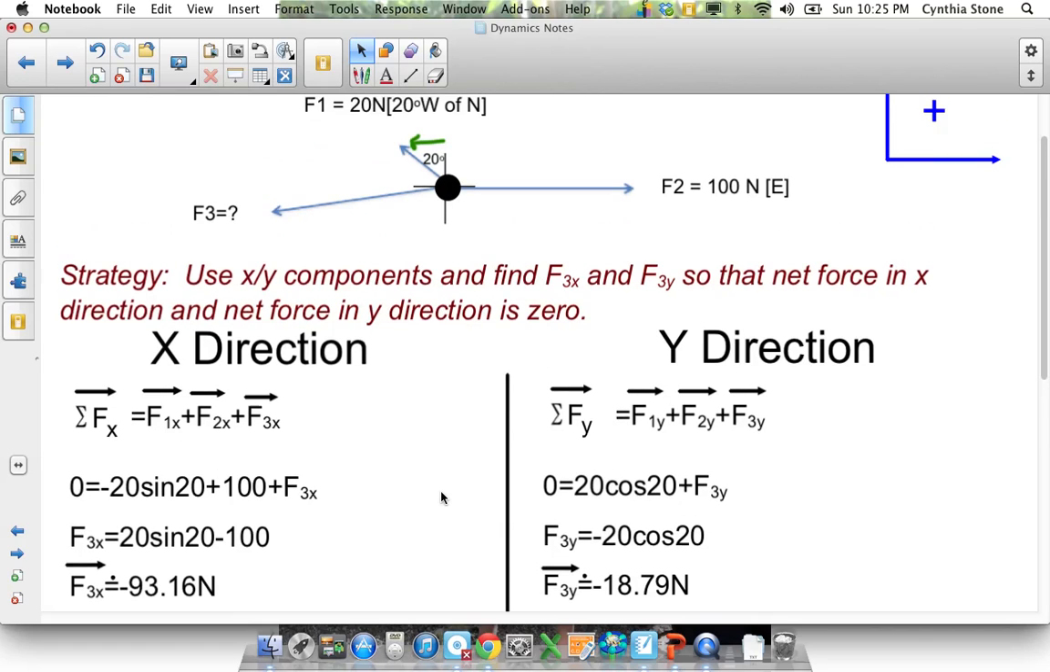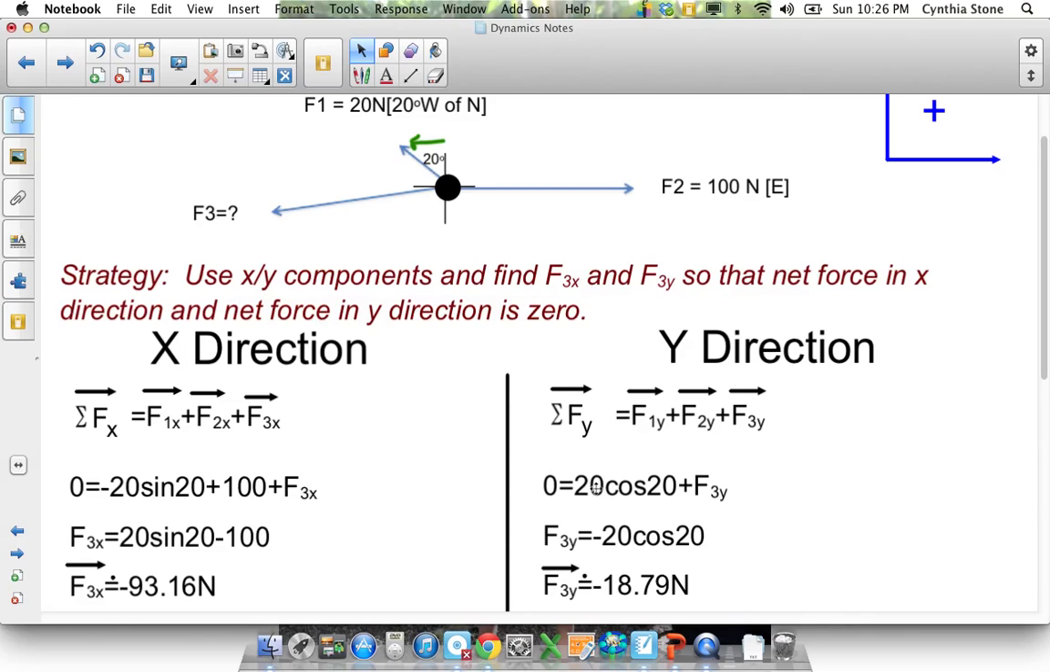In the y direction, exactly the same idea. f1y is, this case, positive because of my sign convention, and 20 because this is 20, and then it's adjacent, it's touching the angle, so it's cos 20 degrees, plus f3y. It's plus f2y, which is 0 as well, but since this is completely east, there is no y component of f2, and then the f3y is small, but it's there, right?